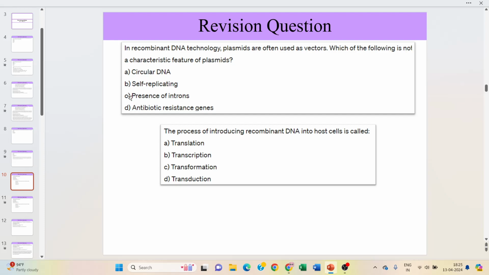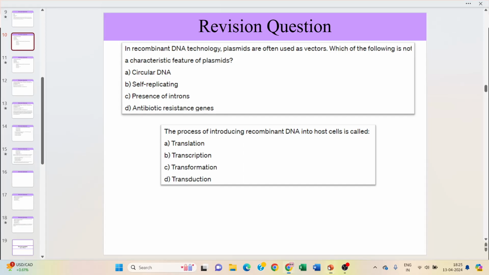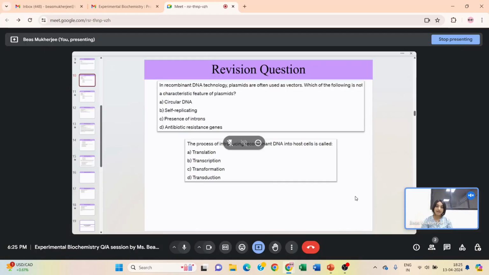So in this question, they are asking you, plasmids are often used as vectors. Which of the following is not a characteristic of a plasmid? So circular DNA, we know that plasmids are circular DNA. Self-replicating, plasmids definitely have an ORI site. So this cannot be the right answer. Then presence of introns. Did you ever hear about introns in a plasmid? And finally, it is antibiotic resistance genes. Yes, this is a selectable marker which definitely we find in plasmids. What about the next one?